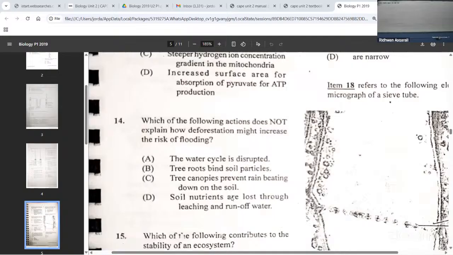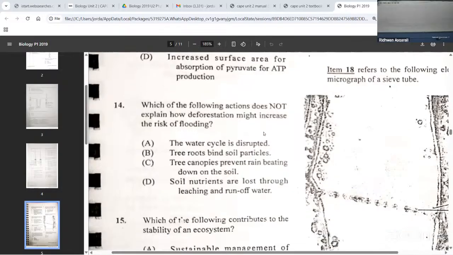Right, 14, Emily. Which of the following actions does not explain how deforestation might increase the risk of flooding? Right, so again, does not explain. These soil nutrients are lost through leaching. Yeah, that's correct. The soil nutrients have nothing to do with flooding. It's leaching, yes, but that doesn't have a direct effect on flooding. So the answer for 14 would be D.